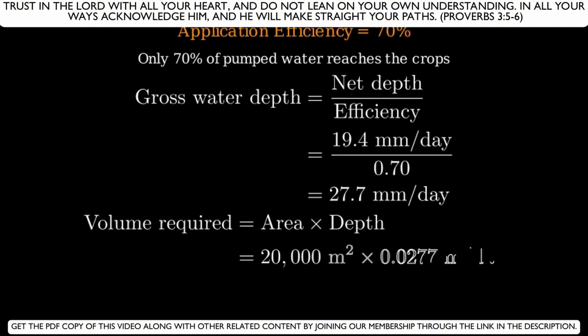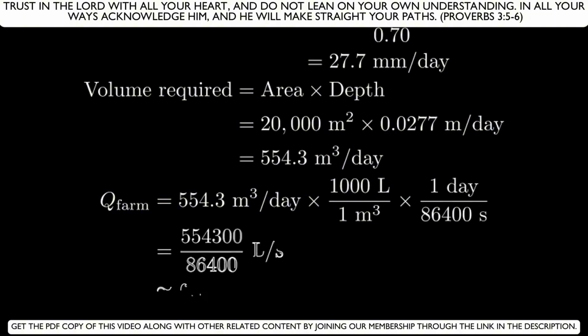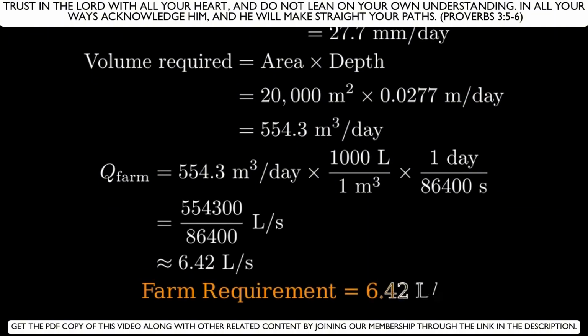Now for 2 hectares, which is 20,000 square meters, the total volume needed would be 20,000 square meters times 0.0277 meters, which equals 554.3 cubic meters per day. To compare with our well discharge, we need to convert this volume to liters per second. 554.3 cubic meters per day multiplied by 1,000 liters per cubic meter and divided by 86,400 seconds per day gives us approximately 6.42 liters per second.